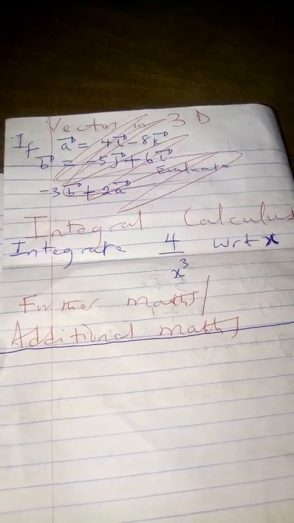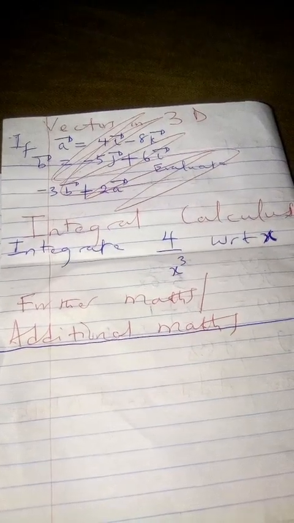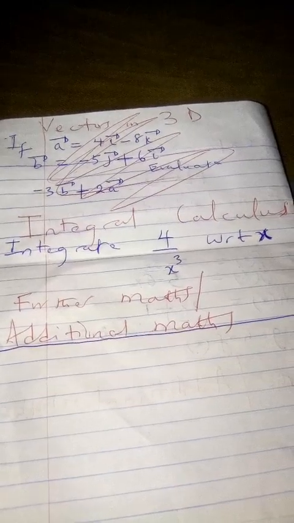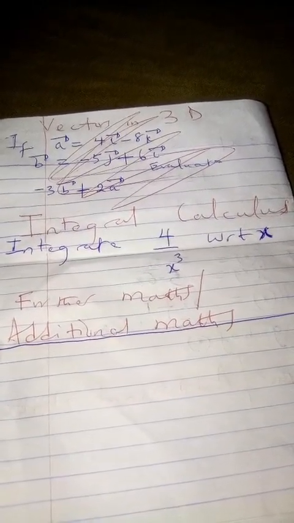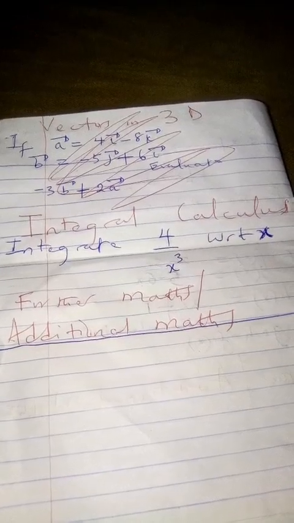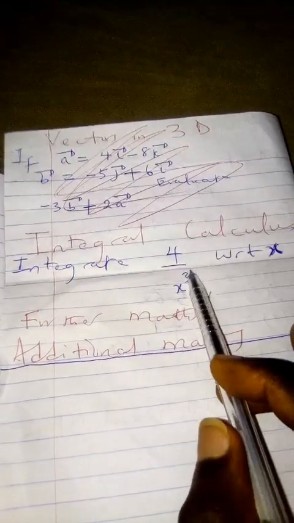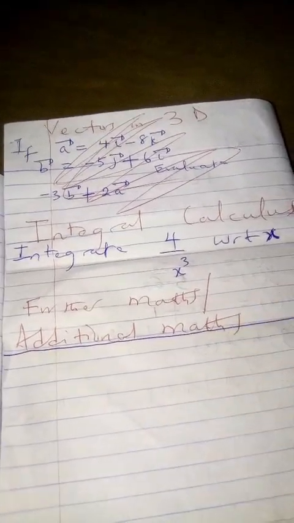For those of us doing further maths or additional maths in school, today I would like to discuss a question on integral calculus or integration. Some call it integral calculus, some call it integration. So the question is on the screen. Let me read it out. It says integrate 4 over x raised to the power 3 with respect to x. So how do you do this?